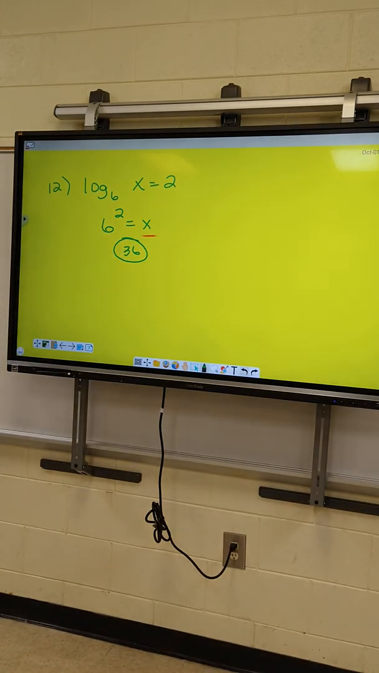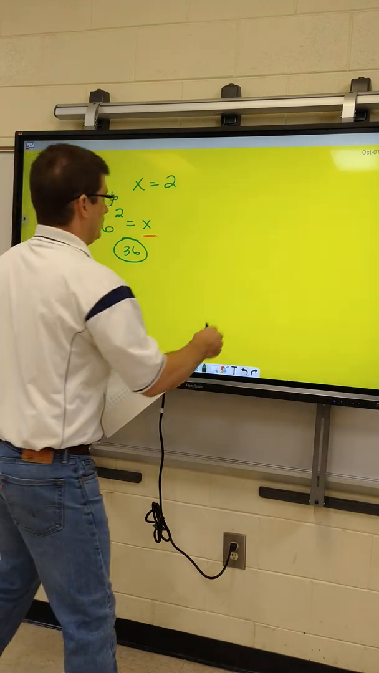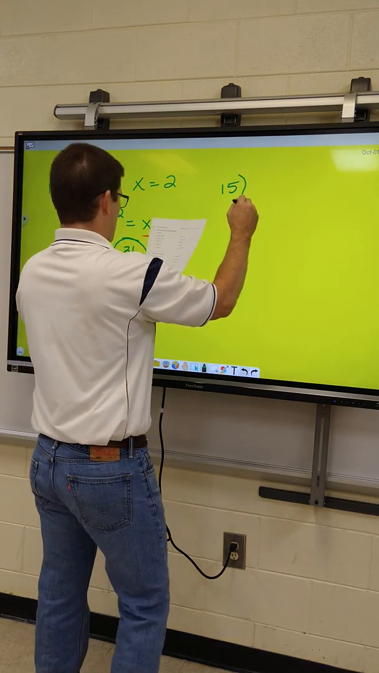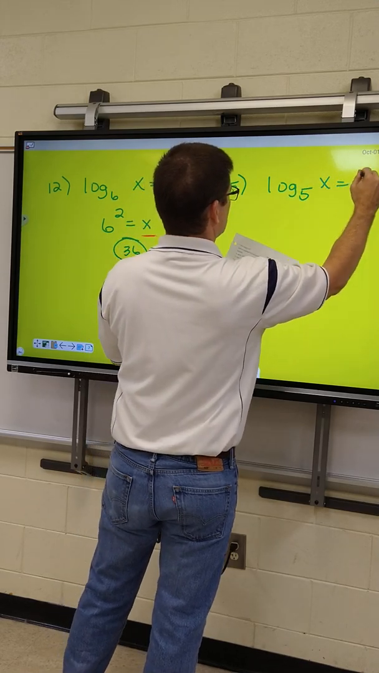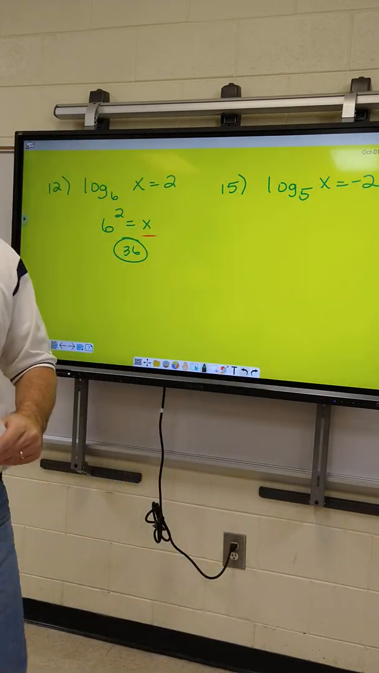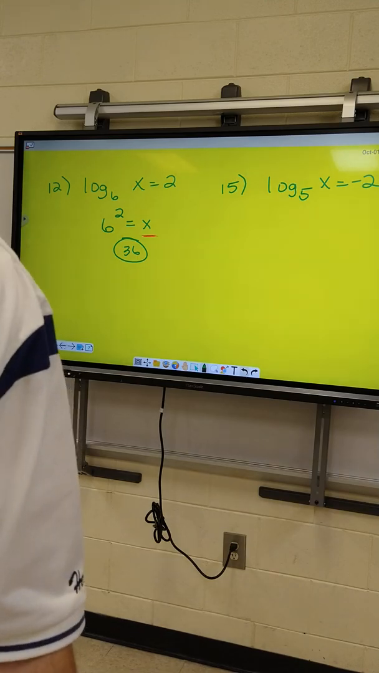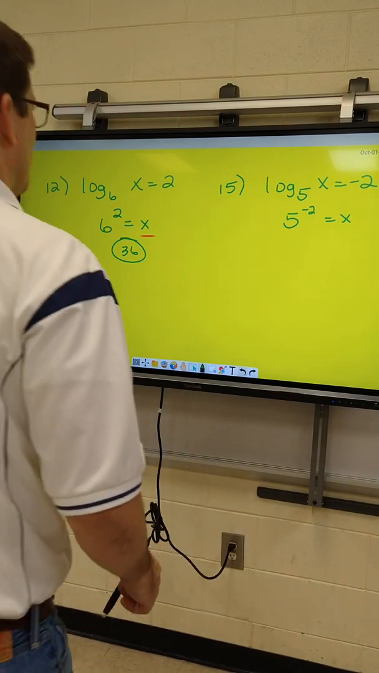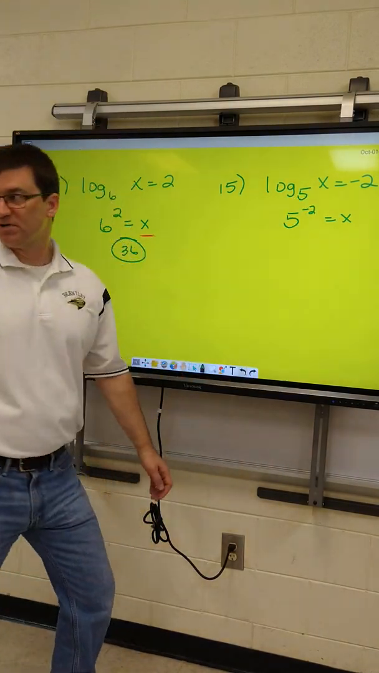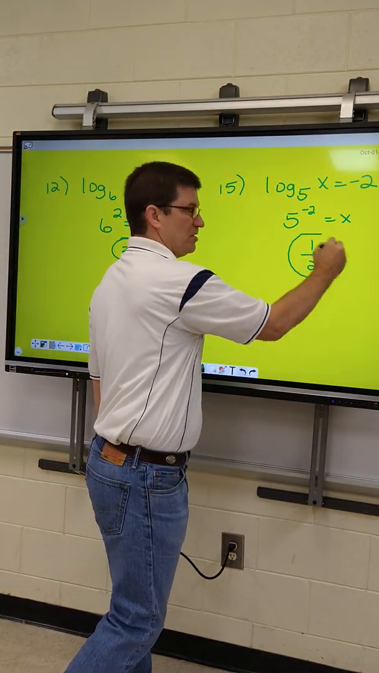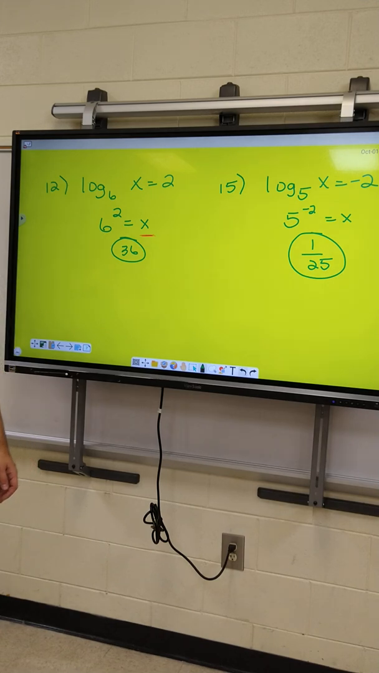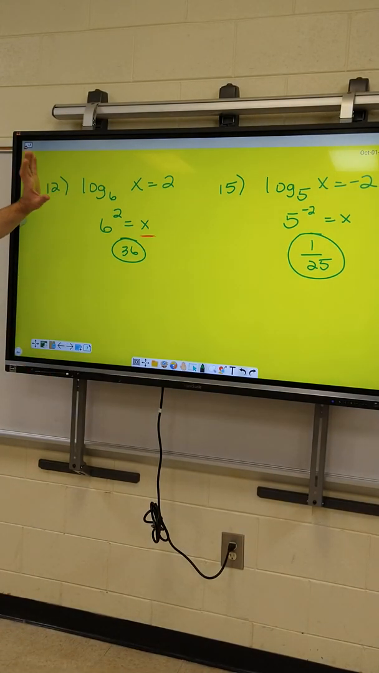Let's find another one like that. Maybe I can find one a little bit harder. Yeah, let's do 15. 15 is like that. It's log base 5 of x equals -2. All right? Set it up, work it out. Let's see what you get. You don't have to do anything but just type in 5 to the -2. What'd you say it was? Alex says 1/25. Is that good? Yeah. Okay.